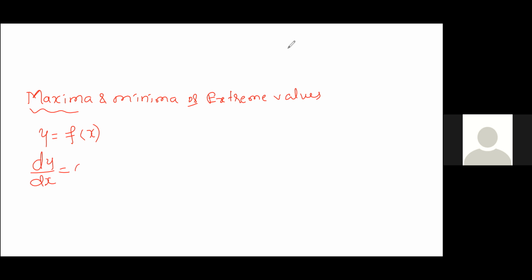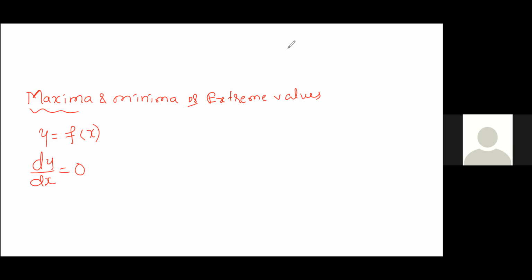Maximum and minimum of a function are extreme values of a function. So you studied in +2 that for the function y equals f of x, whenever the function is a function of one variable, then the maximum or minimum value you can find out by using the test. First you have to find out dy by dx, and then you have to equate it to 0.